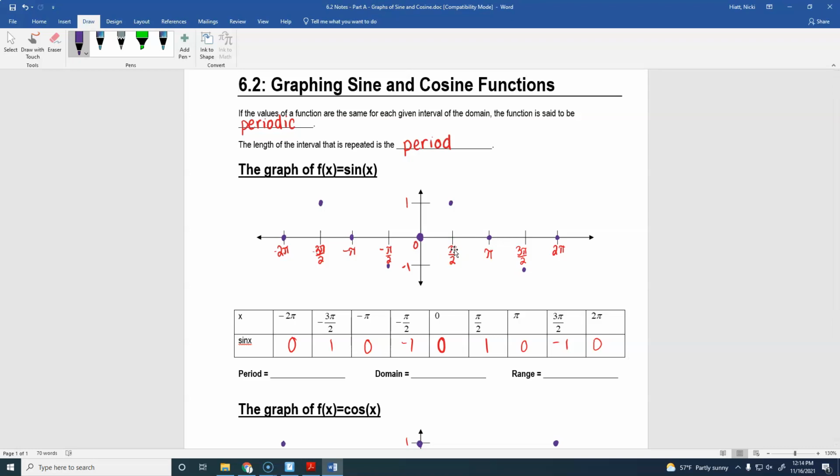And so some of you just have dots. Some of you drew in your lines. Okay? However, some of you drew in your lines incorrectly. It is not a zigzag.